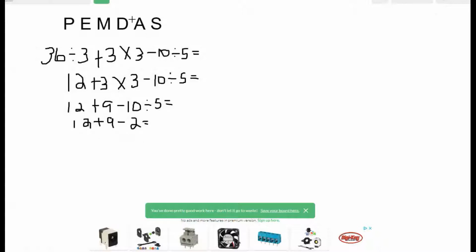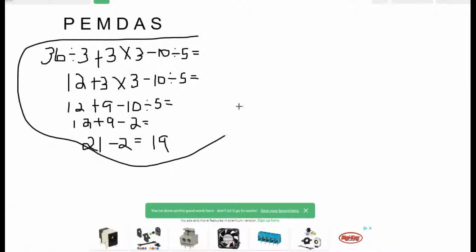Addition and subtraction, which are the last two, which means we need to start over here. Remember, all the way from the left and work our way right. So 12, pardon me, 12 plus 9 is 21. And bring this down, minus 2 equals, what does that equal? 19. Ta-da! There we are. That's how you would work the order of operations.